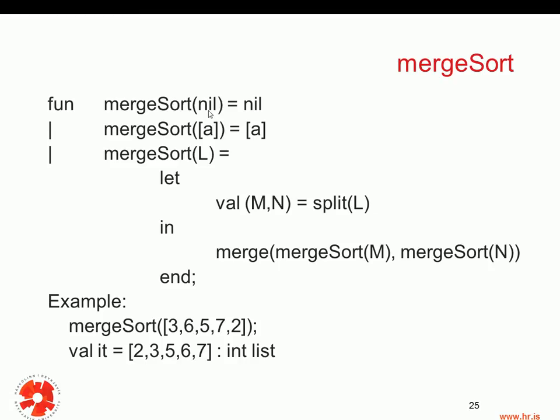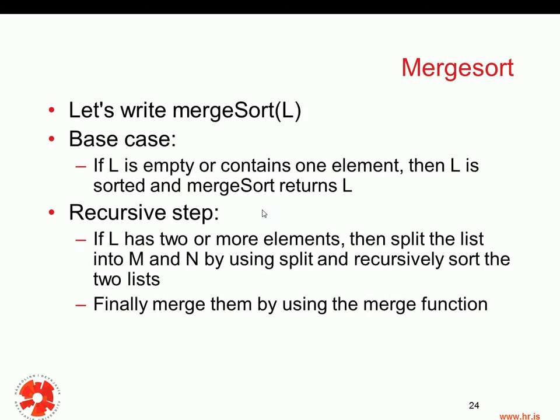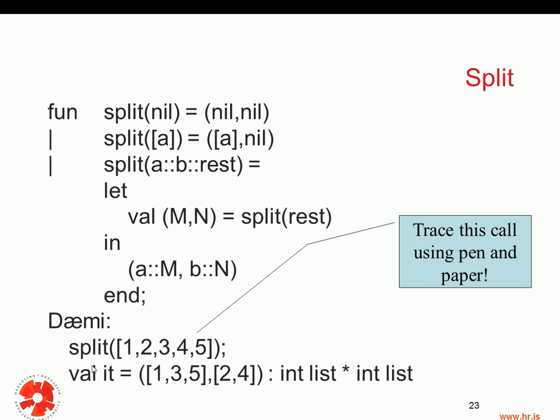We use cases and patterns once again. If the list that comes in is nil, we just return nil. If the list that comes in contains a single element A, we just return that list. Else, we build a pair, M, N, which is the result of splitting the original list that comes in. So we split the original list, and what do we get back? We get back a pair, M, N. That was the purpose of the split function.